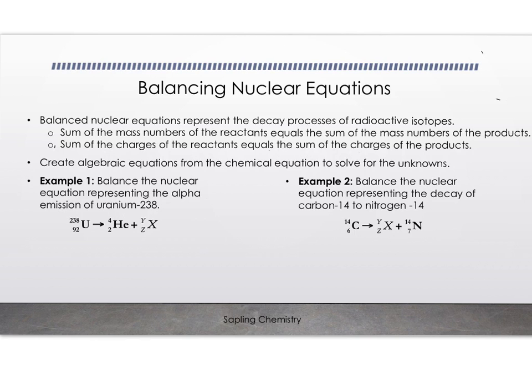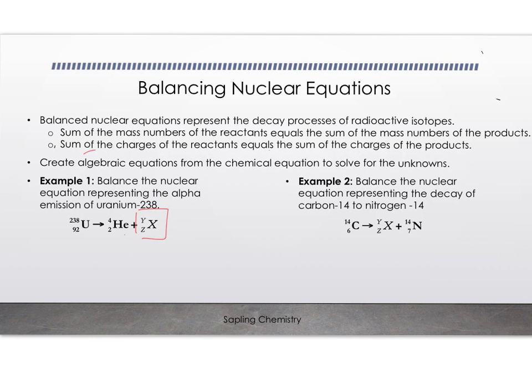In this first example, we balance the nuclear equation representing alpha emission of uranium-238. Uranium is the name, 238 is the mass number, using our isotopic symbols. So uranium-238 is on top, and 92 is on the bottom. We know it's 92 because that is the atomic number; you can just look at a periodic table to get that number. Then it undergoes alpha decay, where alpha is the helium atom, and this X, Y, Z is what we have to solve for.